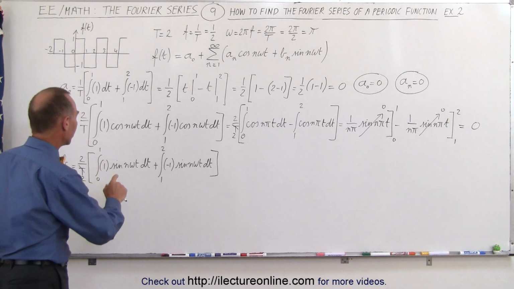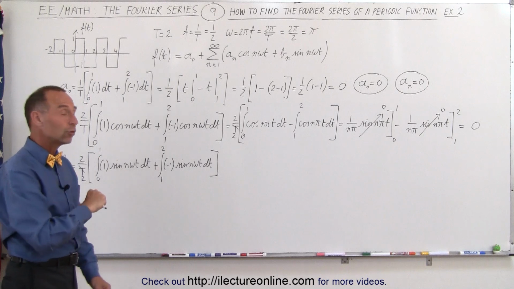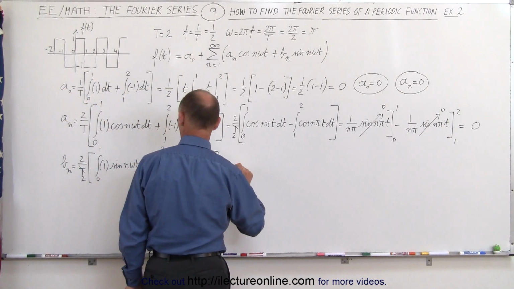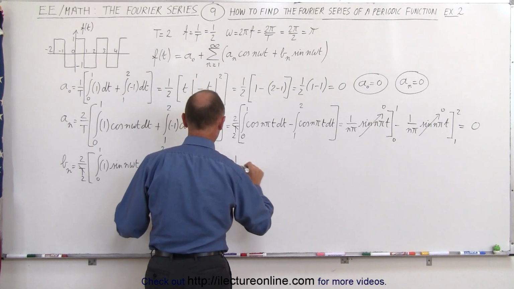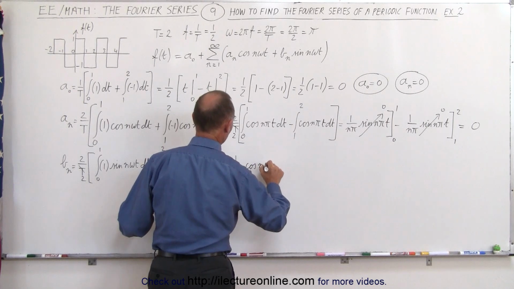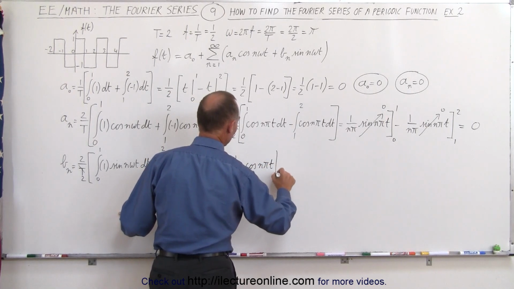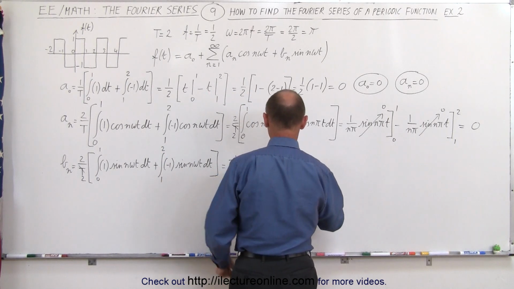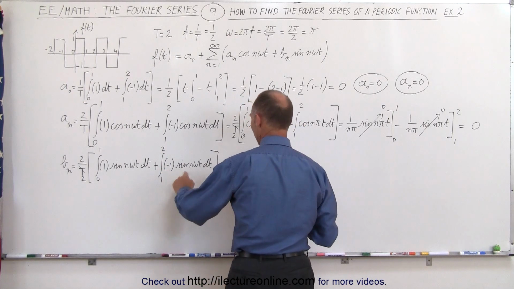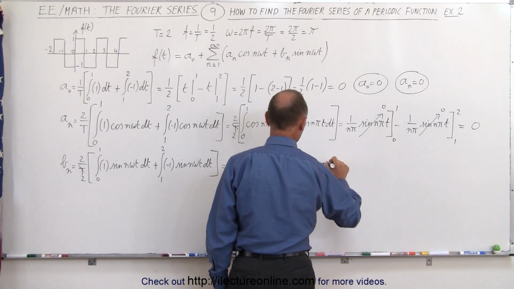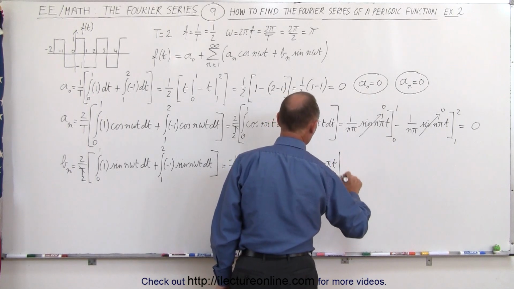And the integral of the sine will be the negative cosine. So that means we end up with, this is equal to negative 1 over n times pi times the cosine of n pi times t, evaluated from 0 to 1. And here we get minus, well, a minus times a minus, which is a plus, 1 over n pi times the cosine of n pi times t, evaluated from 1 to 2.